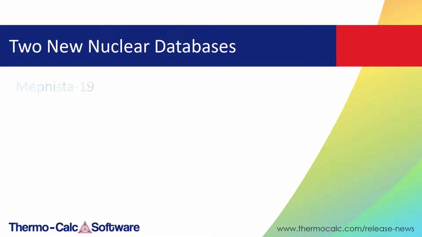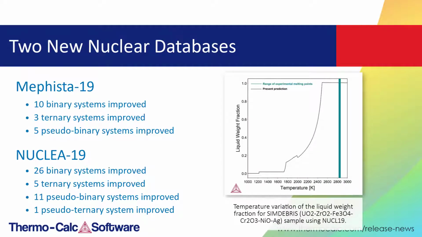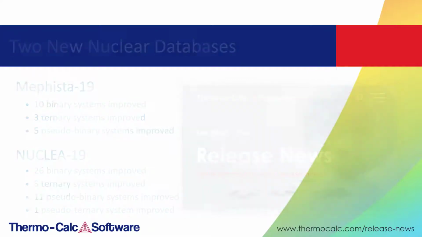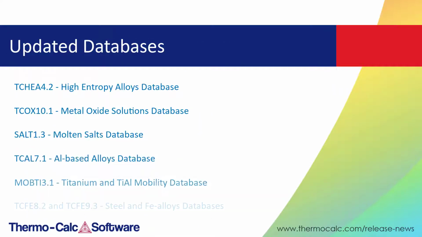Both of the third-party nuclear databases we offer, Mephisto 19 and Nuclea 19, have new versions for the 2021A release. The highlights are listed on the screen, and you can read the full details in the Release News section of our website. 7 databases have also been updated for the 2021A release, as shown on the screen.